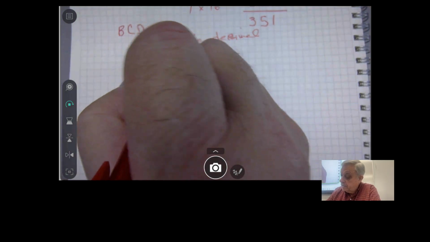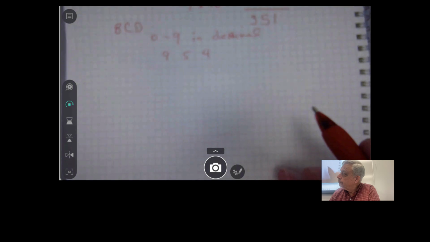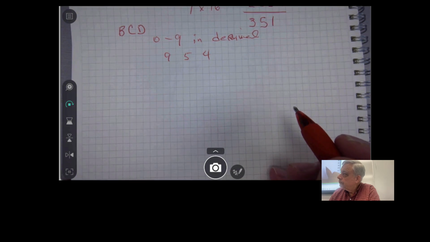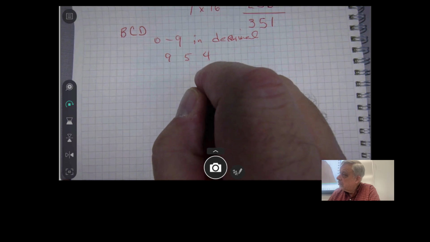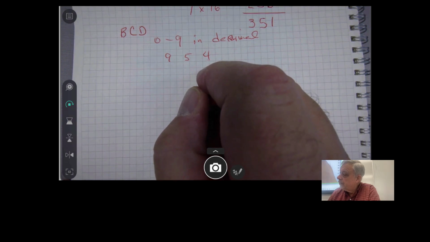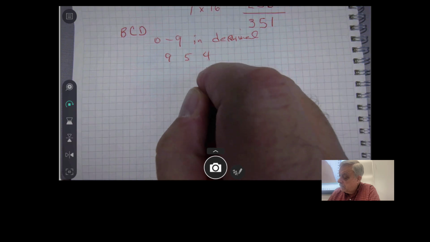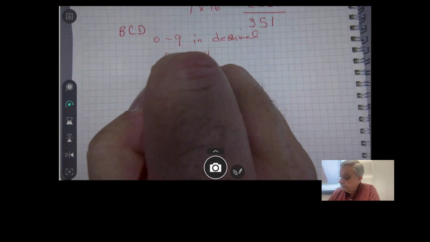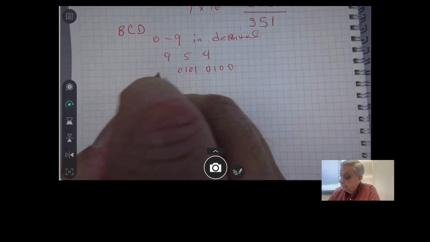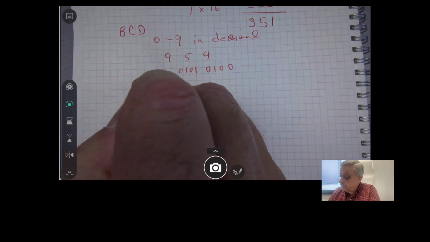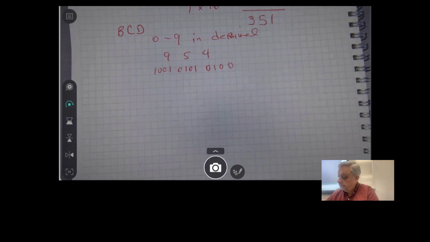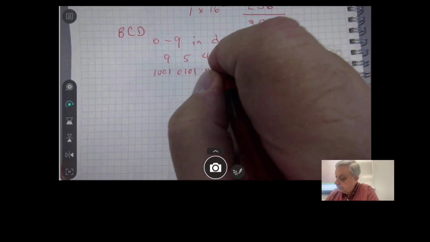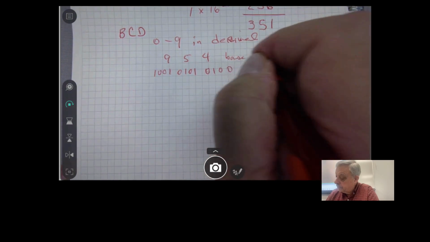So if we've got a 954, binary coded decimal is going to take the 4 and make it a, how many bits? 4. A 4-bit value. And there's the binary coded decimal that comes out of it. I think you meant just regular decimal, binary decimal.